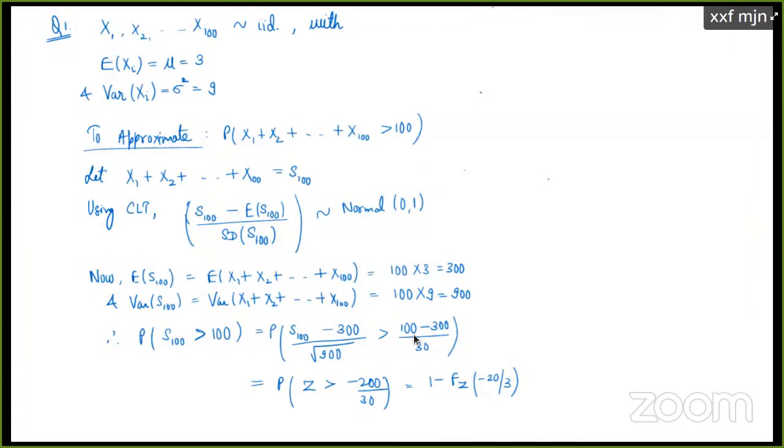It is the portion on the left side of that minus 20 by 3, right? And ultimately, it will be equal to 1 minus Fg of 20 by 3, because in the table also it is the same thing. Since it is a normal zero-one symmetric curve, you can do the same thing on the right side also.